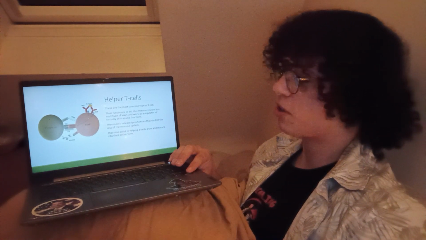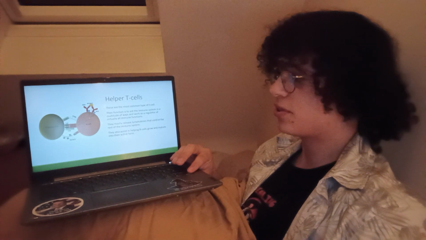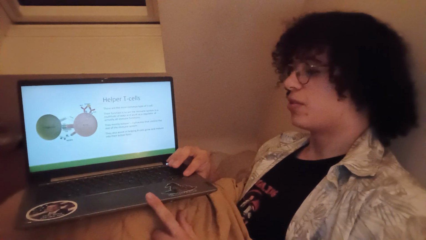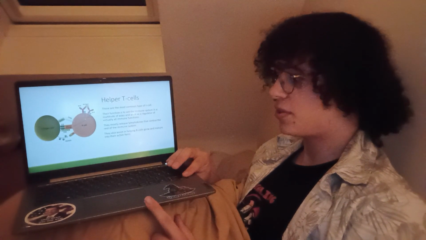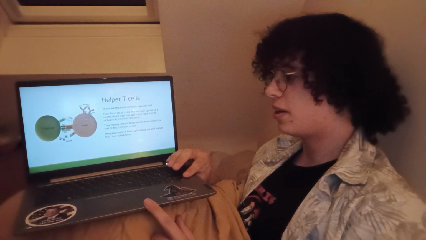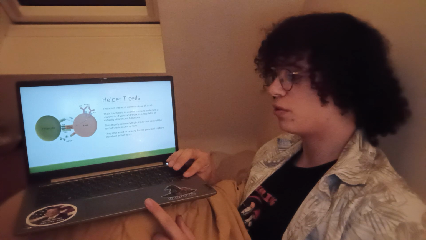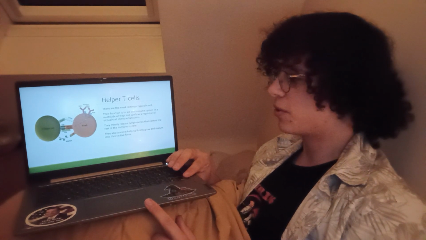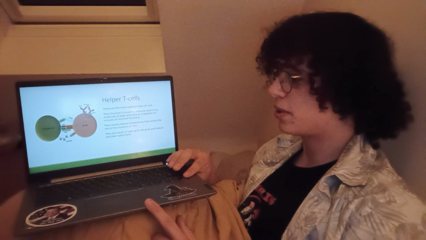Helper T cells, these are most common. Their function is to aid the immune system in a multitude of ways and work as a regulator for virtually all immune functions. They mostly release lymphokines to control the rest of the immune system. They also assist in helping B cells grow and mature in their active form.